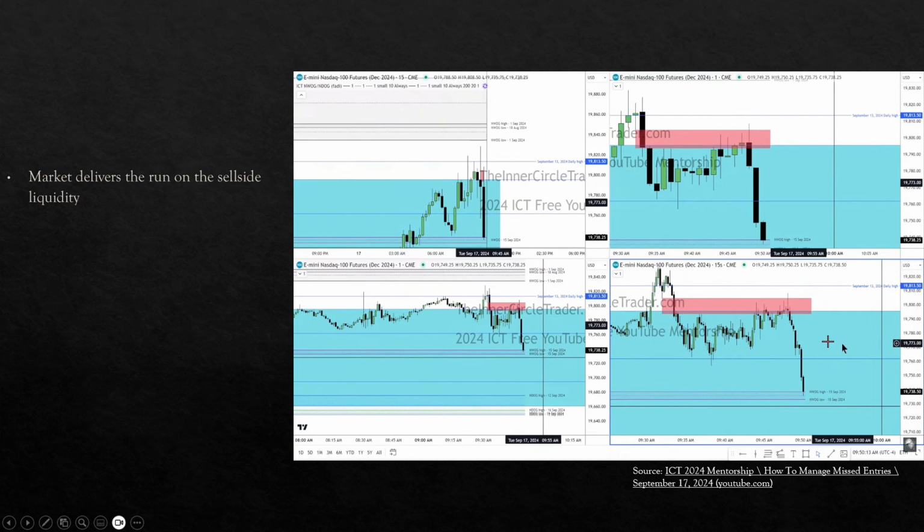And the market delivers the run on the sell side liquidity from the first presentation fair value gap. You can see we trade into the new week opening gap as well.